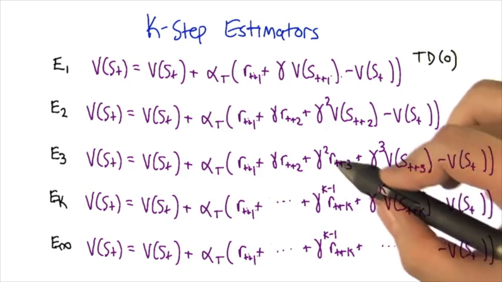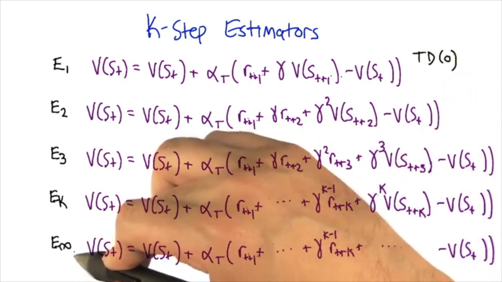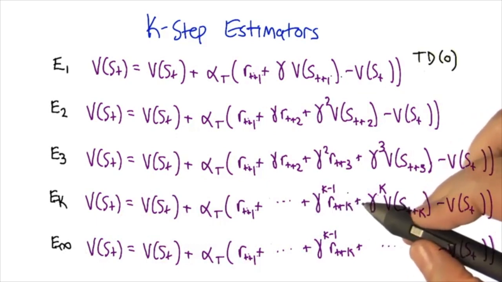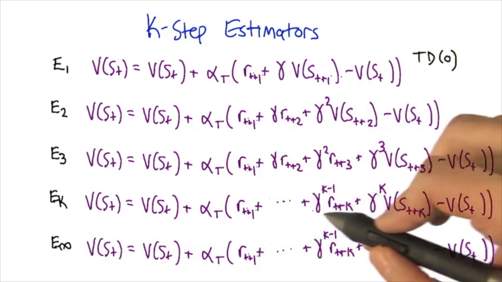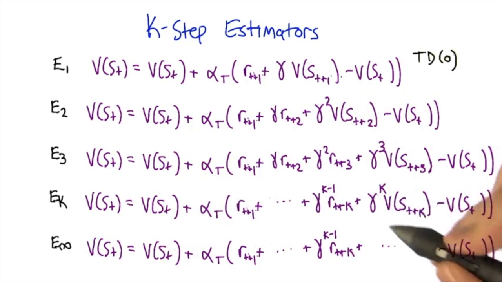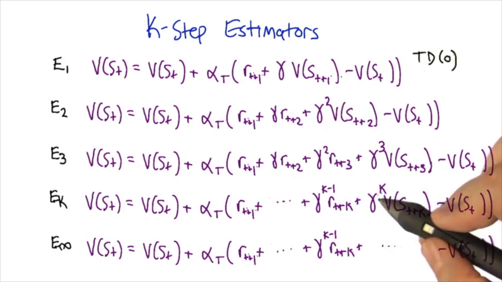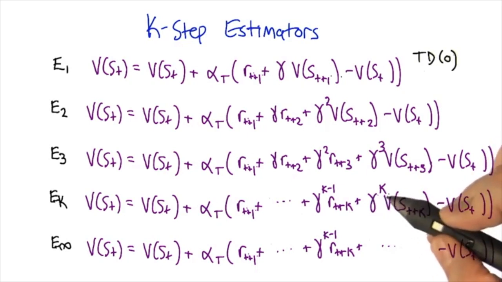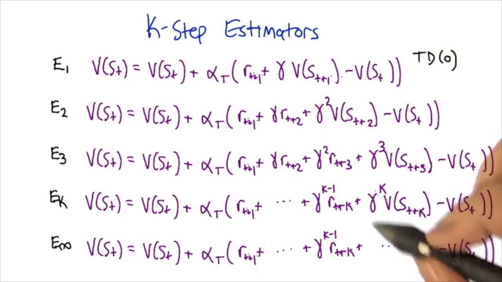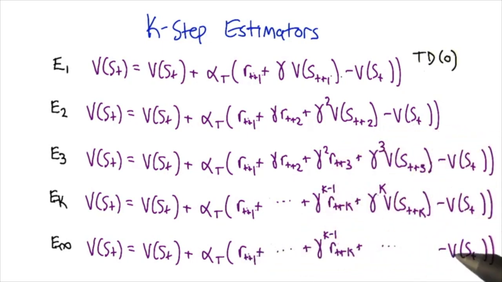And in fact, if we continue doing this arbitrarily, we eventually get to e infinity, where let's see what would happen in that case. So we get the sum of rewards, and it keeps going and it keeps going, and eventually at infinity, we look at the state that we end up at infinity, which of course isn't a real thing. But then it's okay because we discount it by gamma to the infinity, which is 0. So this piece of the term actually drops out, and we just end up with this infinite sum of rewards.